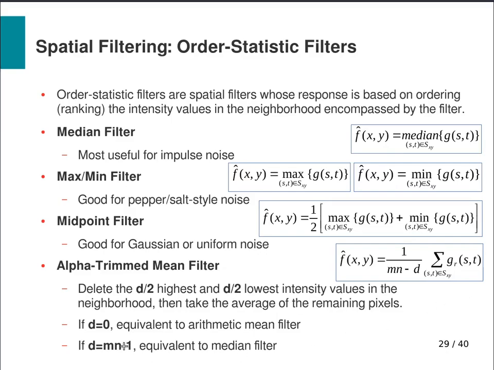So if d is 0 in this equation, basically you don't remove any intensity values from the neighborhood, the alpha trimmed mean filter is equivalent to the arithmetic mean filter. If d equals mn minus 1, the alpha trimmed mean filter is equivalent to the median filter. Of course, you can have values for d anywhere from 0 to mn minus 1, so then the performance is going to be somewhere between the arithmetic mean filter and the median filter.